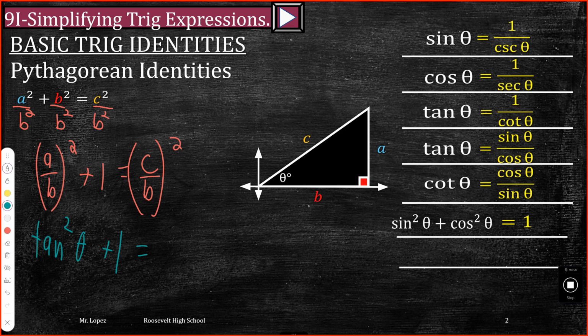What is c over b? Sec theta. C over b is sec theta. That's another one.